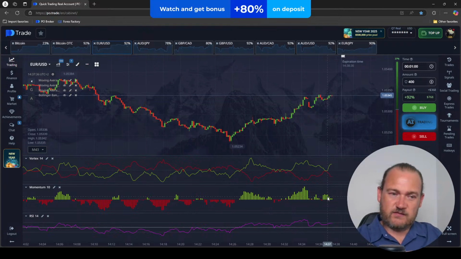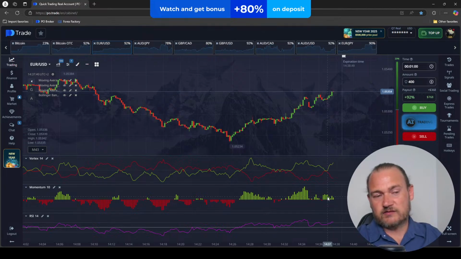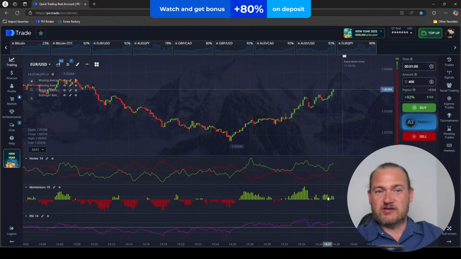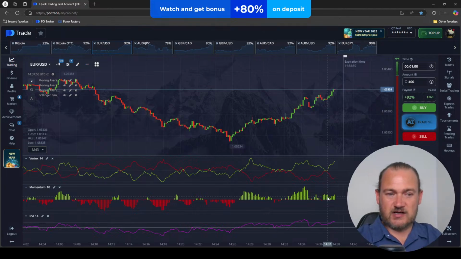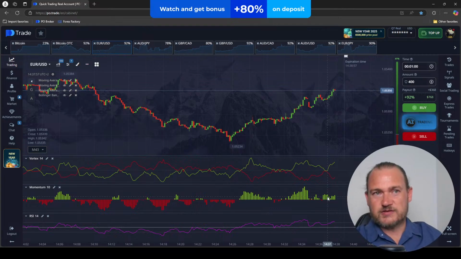But if we do not have the momentum in the direction we want to trade, you will quite often find that price will just go a little bit above your entry, and by the time you hit the expiry, shortly after that, price will then go in the direction that you wanted it to go. Why? Because it still had momentum in the opposite direction.